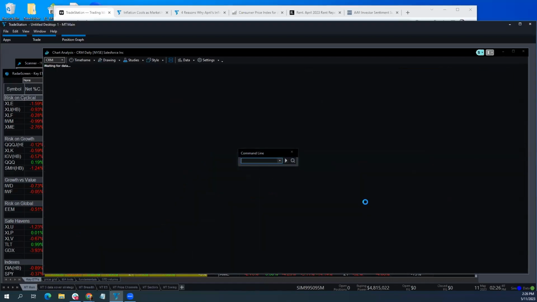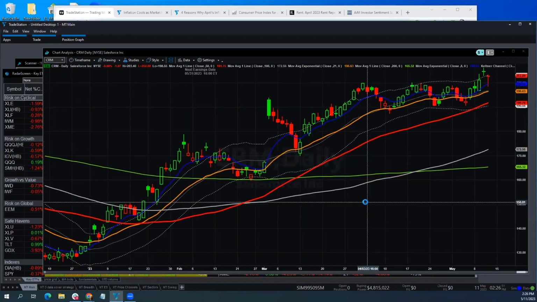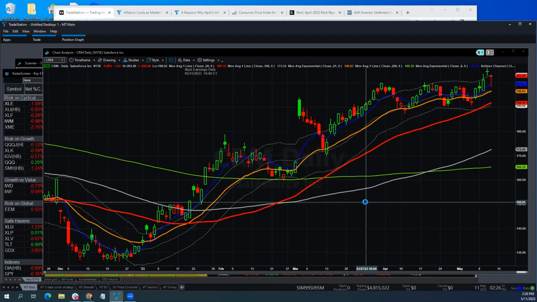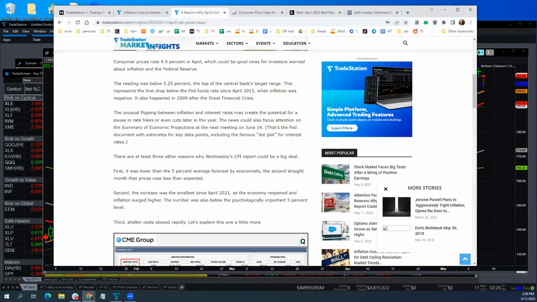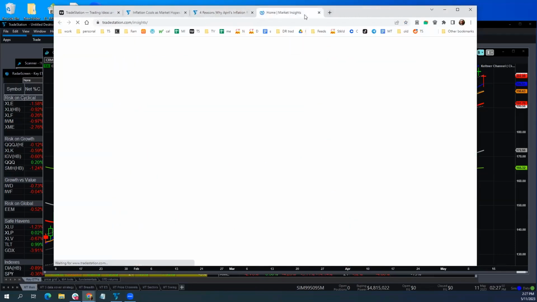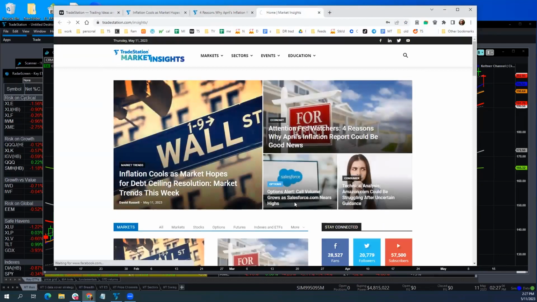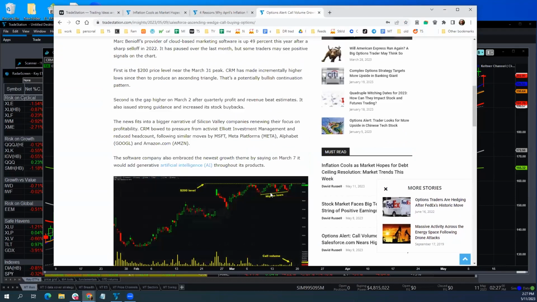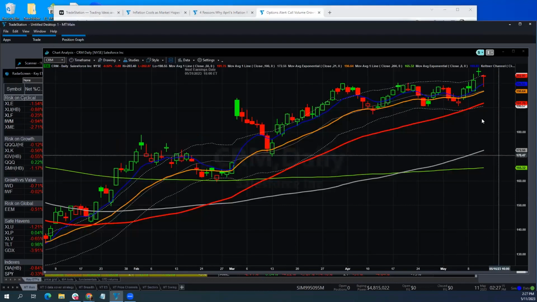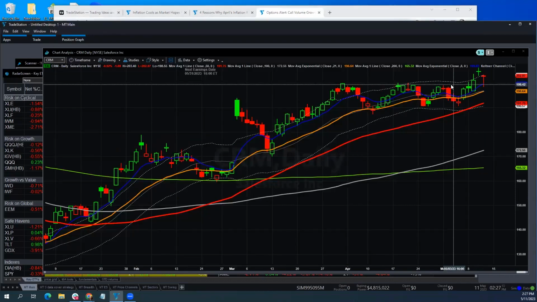So we recently did a blog post also on Salesforce.com. This is another name where we did this article on Market Insights about it. There was some nice call volume in it. We looked at essentially a bullish triangle here, depending how you look at it, with higher lows, and then it did break out through the top, and now it's coming back and holding this. So this is one for me that looks pretty interesting.